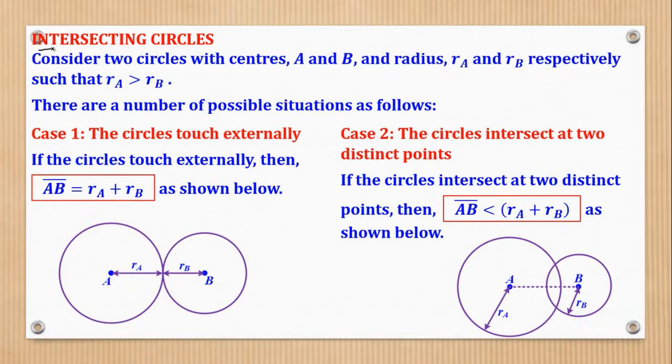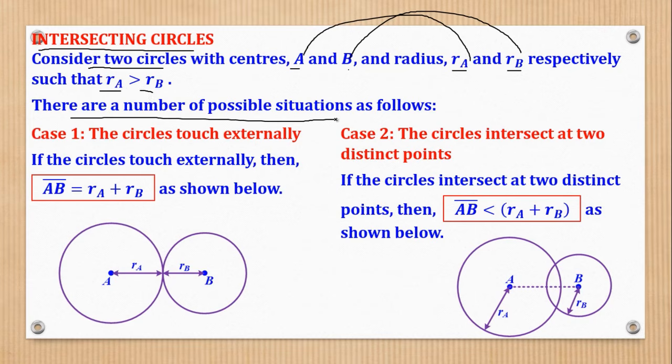So we shall now go to intersecting circles. Here we shall consider two circles with the centers A and B, and radii RA and RB respectively. So the circle with center A has radius RA, the circle with center B has radius RB, and circle A has a bigger radius than circle B. In other words, circle A is bigger than circle B. There are a number of possible situations that follow. So there are a number of cases.